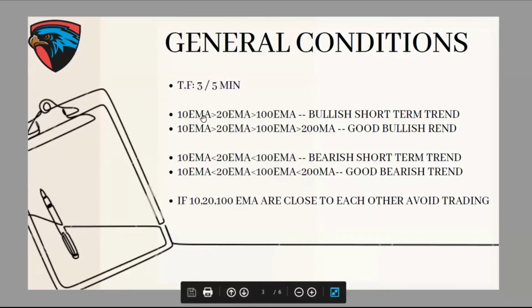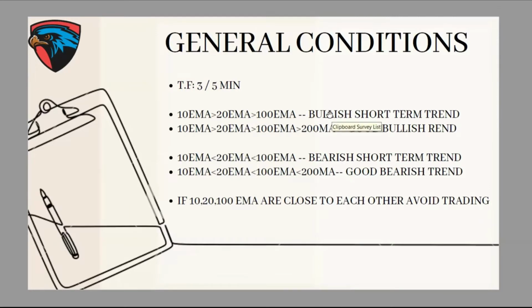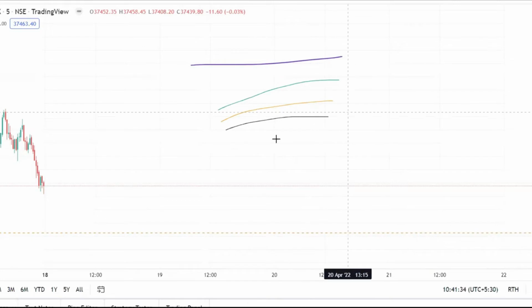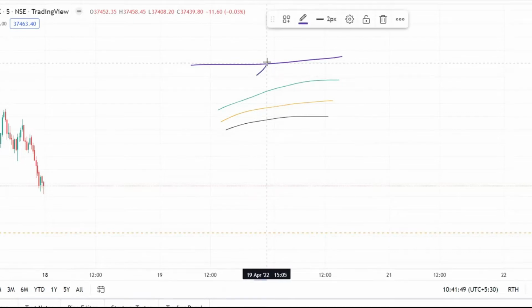10 EMA is above 20 EMA, 20 EMA is above 100 EMA, but we are not considering where the 200 moving average is. So the 200 moving average in this case will be above all the three averages. In this condition, it will be a short-term bullish trend, because this line will work as a major resistance. 200 is the type of moving average which will act as a good resistance, as well as a good support.